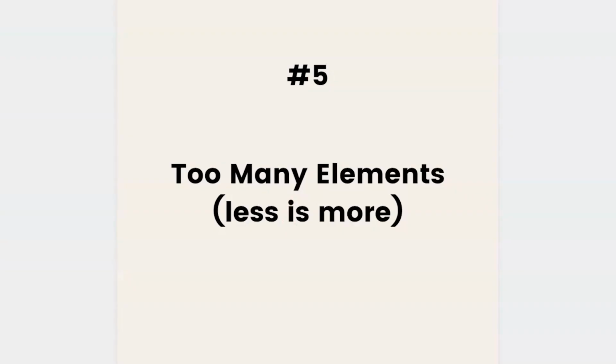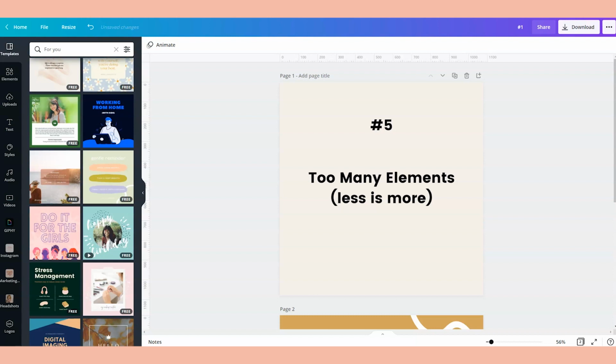The fifth most common mistake that I see made on designs is there are too many elements. In a lot of cases, less is more. So if you've been playing with templates and adding in illustrations and animations, it might be time to just take a look and take a second at your design and see if you could take a few things away. This is one of the most common mistakes.